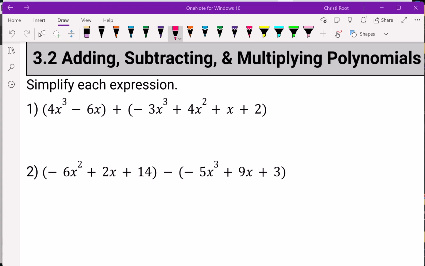So this video is for lesson 3.2 of the mid-chapter 3 review. Starting out with number 1, we are adding, and we want to add anything that has a like term. So you can just simply highlight anything that matches. This one doesn't have a quadratic. This one's linear. And this one is a constant. It doesn't also have a match.